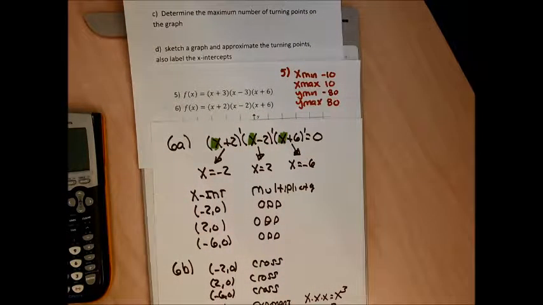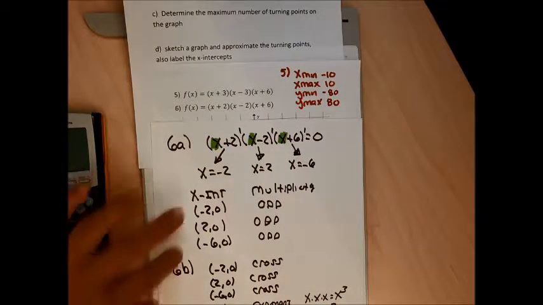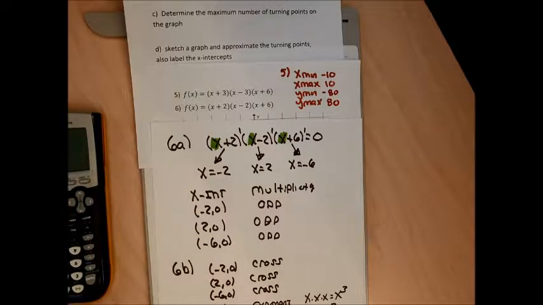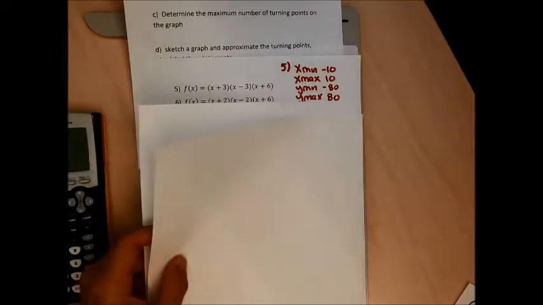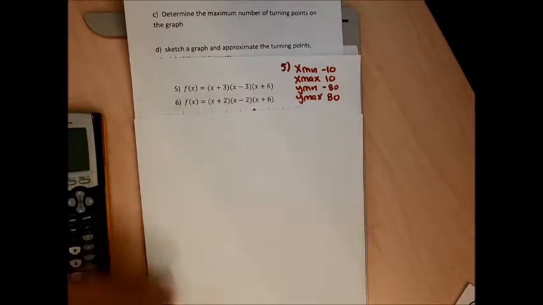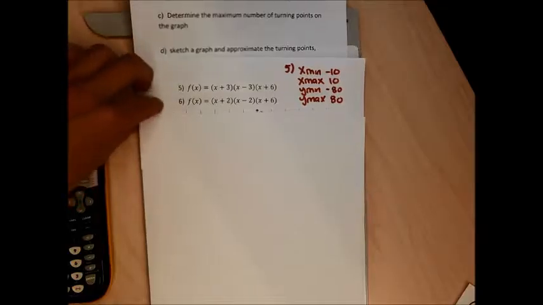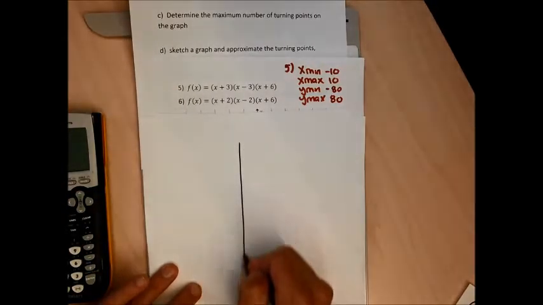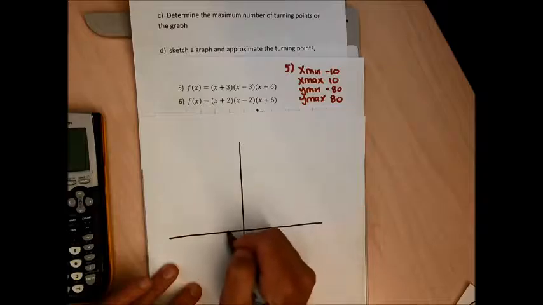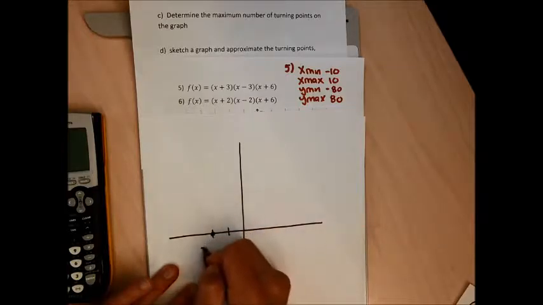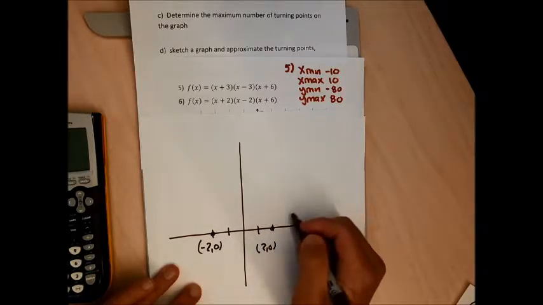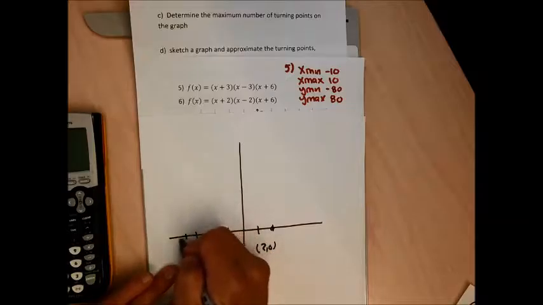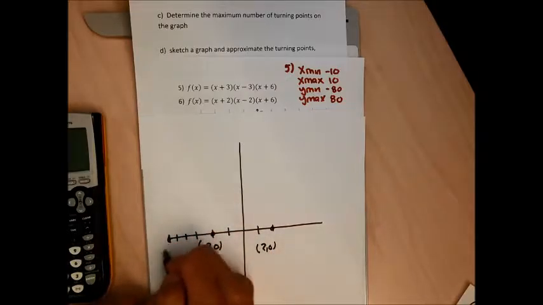Sketch a graph and approximate the turning points. So I'm going to need to plot those 3 x-intercepts, negative 2, 0, 2, 0, and negative 6, 0. And I'm going to freehand this because I don't think the graph that I provided myself is going to work very well. One of them is at the point negative 2, 0. A second one is at the point positive 2, 0. And the last one is at the point negative 6, 0.